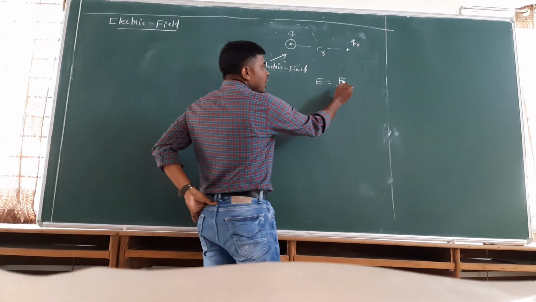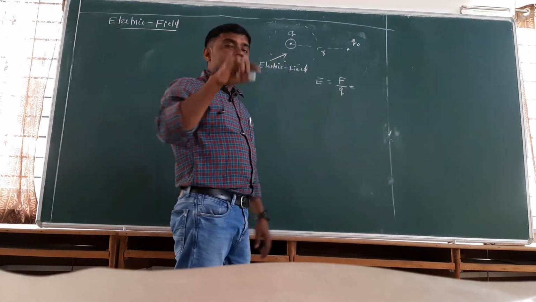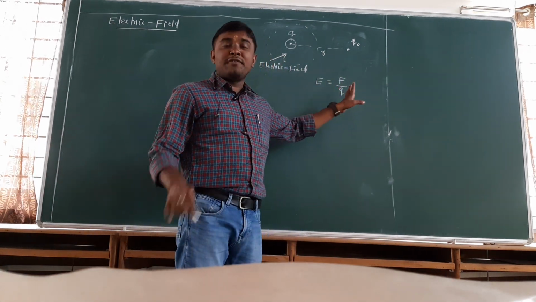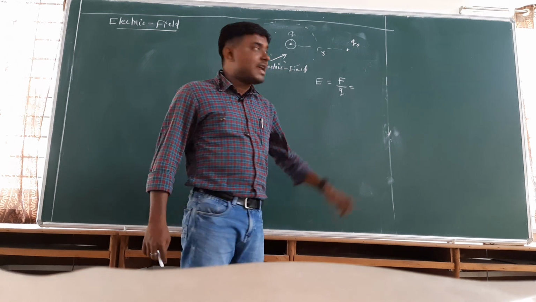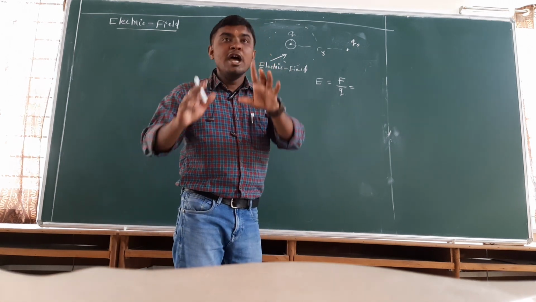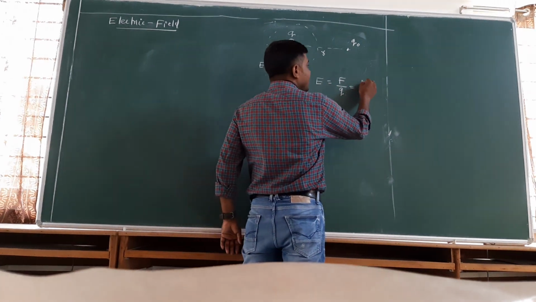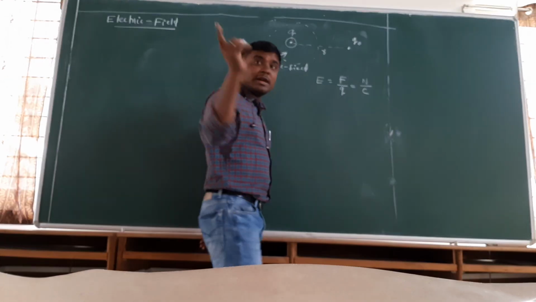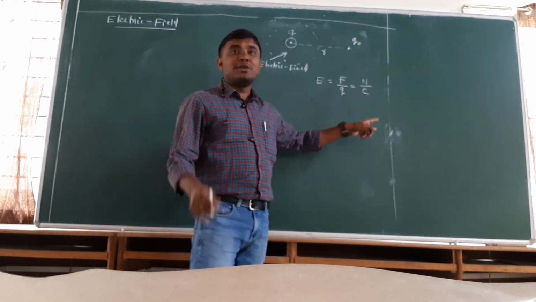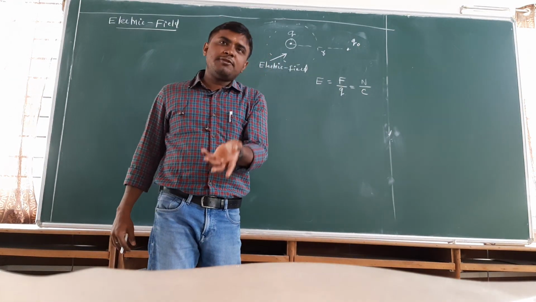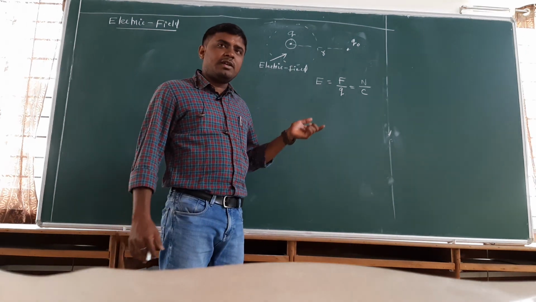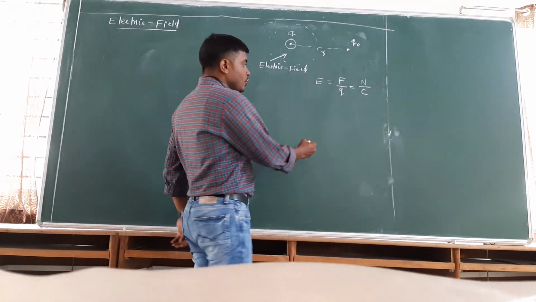Now, as we can see, this electric field is a formula of F upon Q. F is the force, and force is measured in Newton, and Q is measured in Coulomb. Right? So what will be the SI unit of electric field? It is Newton per Coulomb. Now, as we know, Newton per Coulomb is the SI unit. So is it not possible for us to get the dimension of this electric field? Yes, it is possible. So dimension.